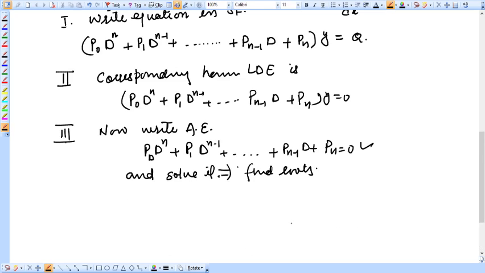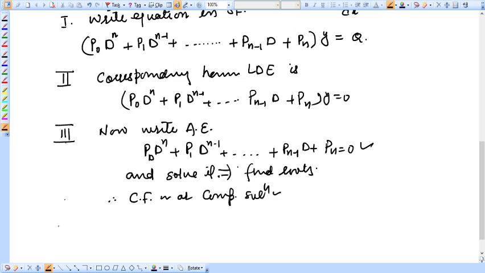After finding the roots of this auxiliary equation, write down the solution of the corresponding homogeneous linear differential equation, which is known as the complementary function. So from the roots, find out the complementary function, or complementary solution. Thus you will have the complementary solution.